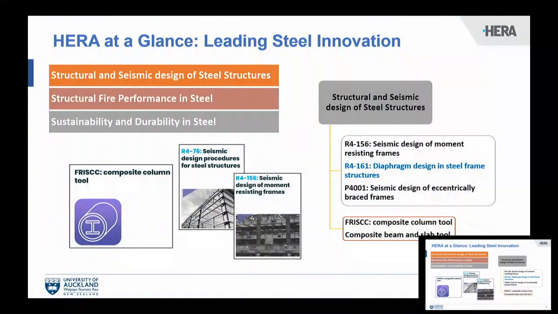Okay, and here I would like to mention some of the works that we are doing at HERA as an innovator in steel structures. All work is divided into 3 main categories. The first one is the structural and seismic design of steel structures, which is the part I am more active in. The other one is the structural fire performance, and the last one is sustainability and durability in steel.